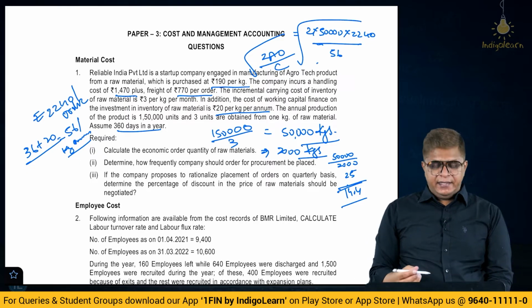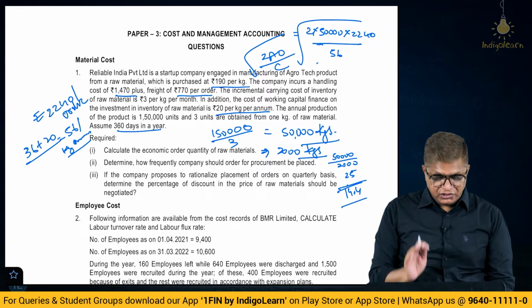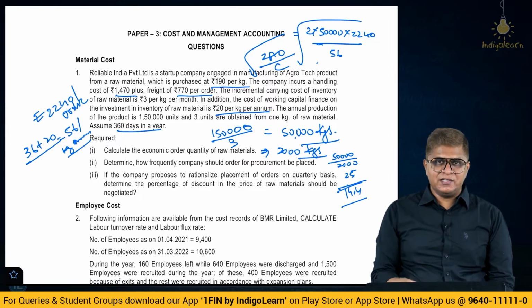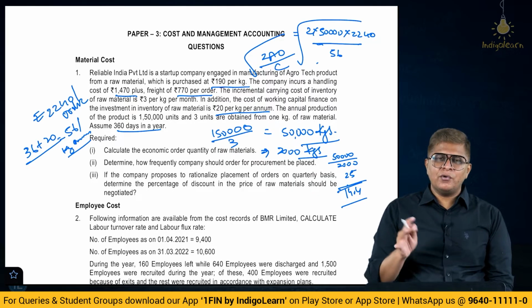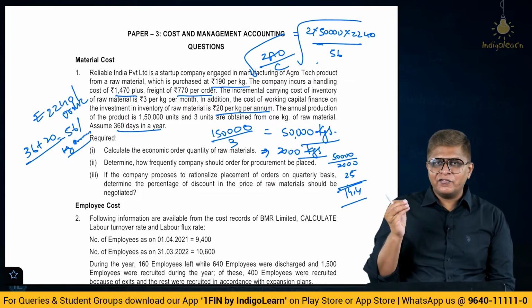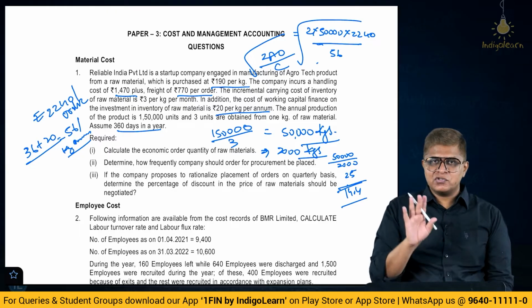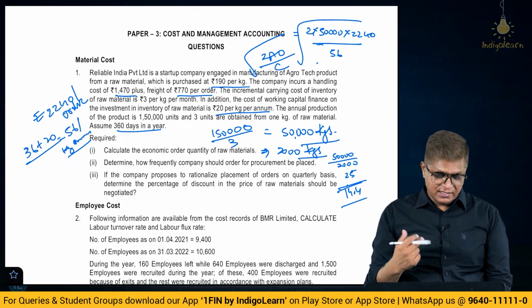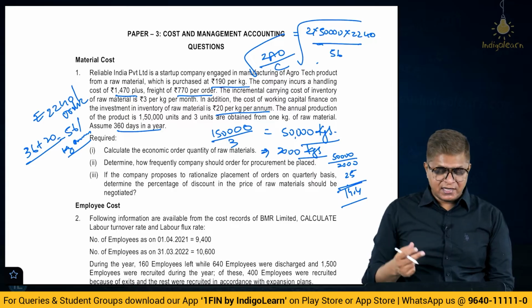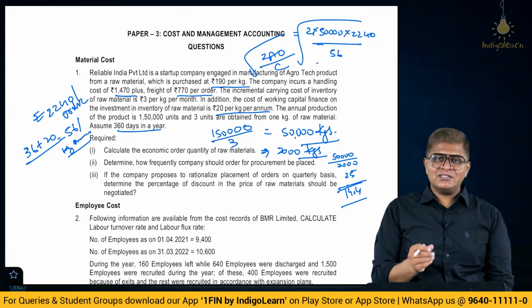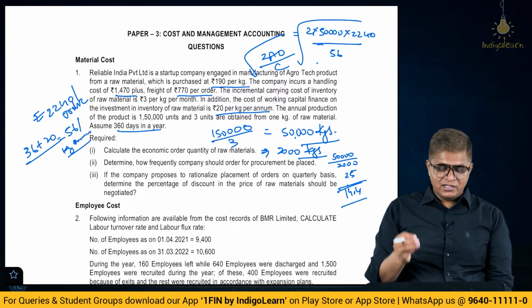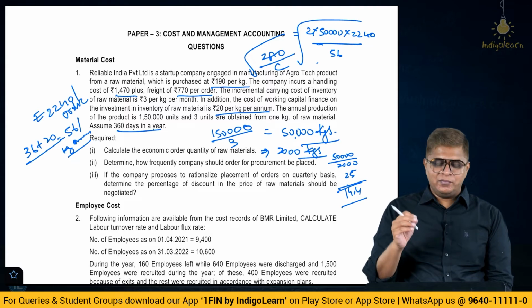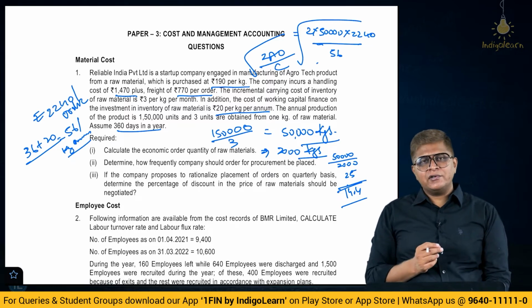Alright, third, if the company proposes to rationalize placement of orders on quarterly basis, so instead of the EOQ which is 2000, they want to place orders on a quarterly basis. So, how many units will they place every time they place an order? They are going to place an order for 50,000 annual requirement divided by 4, because we have 4 quarters, so 12,500 units. So, they are saying if the company proposes to rationalize placement of orders on quarterly basis, that is to say 12,500 units per order, determine the percentage of discount in the price of raw material that should be negotiated. So, how are we going to calculate this?